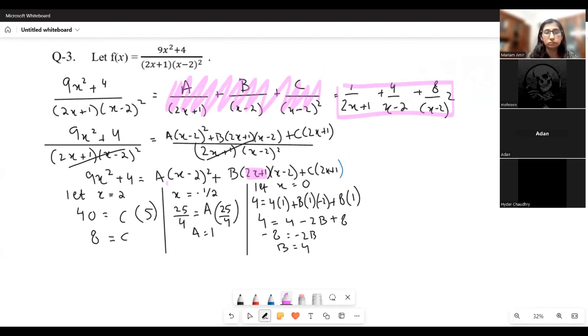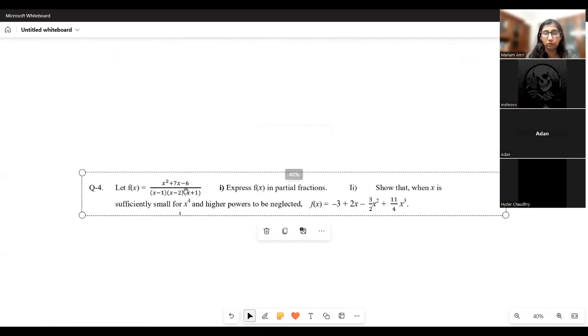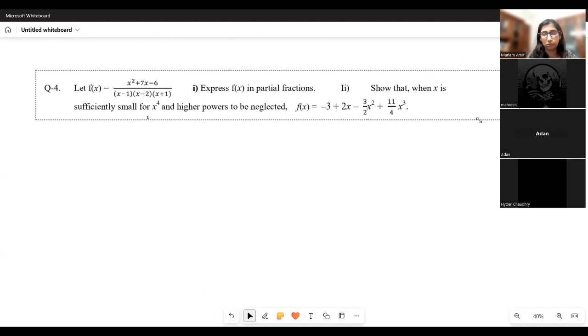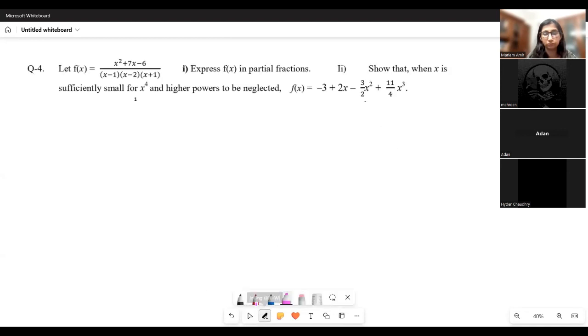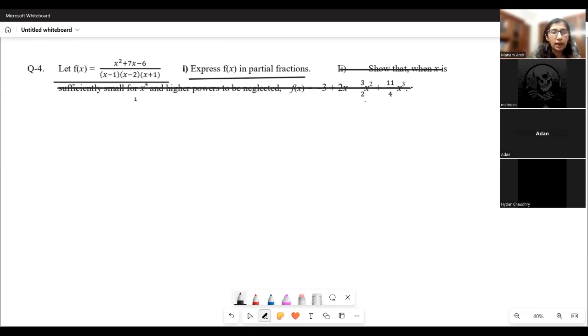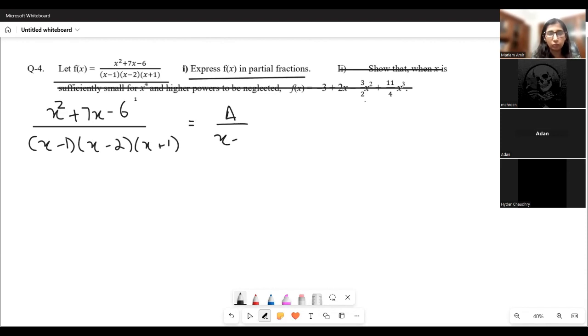Okay, now we do question 4. Function f(x) equals this. Express f(x) in partial fractions. We're not doing the rest yet because we haven't done binomial. Okay. So we have x squared plus 7x minus 6 upon... There are 3 linear factors in the denominator with no repetition. So we're going to use A, B, and C: A upon x minus 1 plus B upon x minus 2 plus C upon x plus 1.